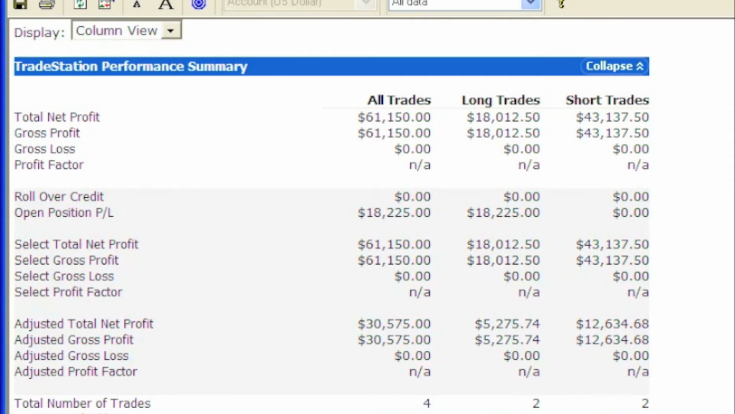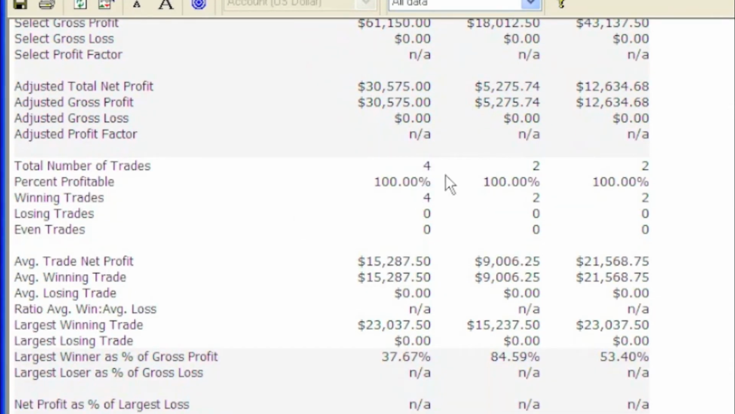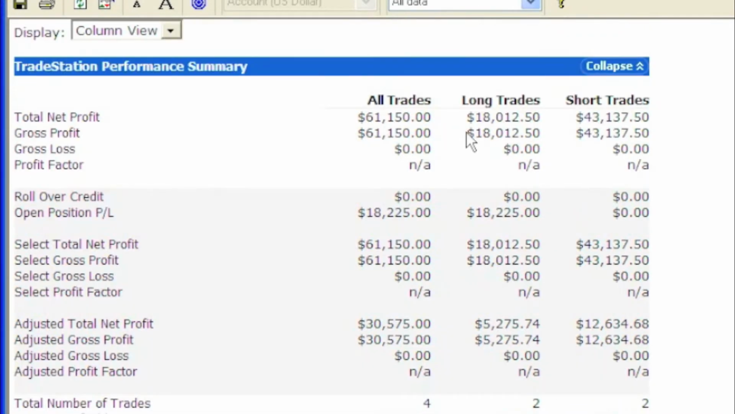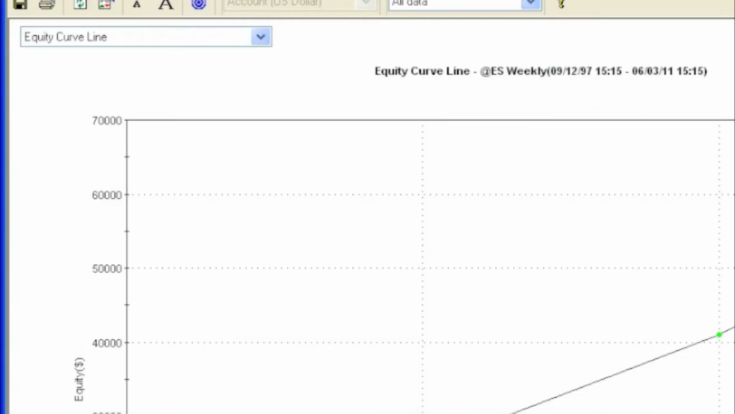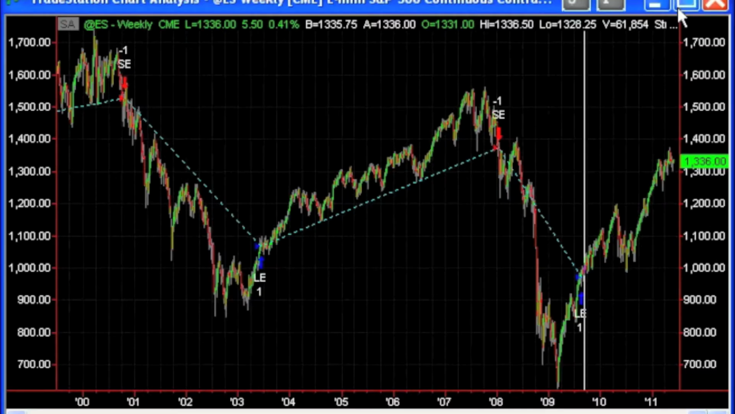$61,000 trading one contract, and it's of course only made 4 trades, and we have a current trade on right now with an open position profit of $18,000. The performance graph, let me shrink this up here, looks like this. But of course, this isn't a system. What we're interested in is an indicator to help us position ourselves. Are we in a bull or bear market?